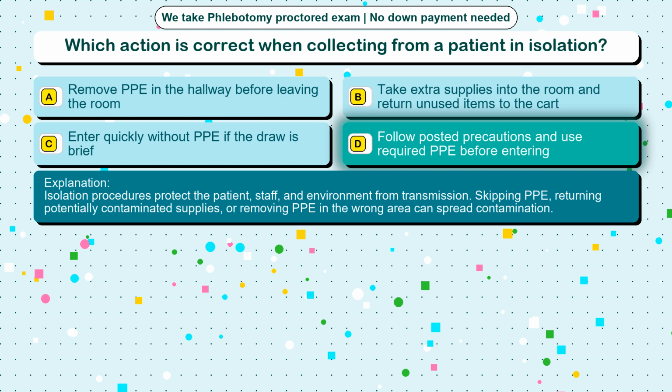Isolation procedures protect the patient, staff, and environment from transmission. Skipping PPE, returning potentially contaminated supplies, or removing PPE in the wrong area can spread contamination.